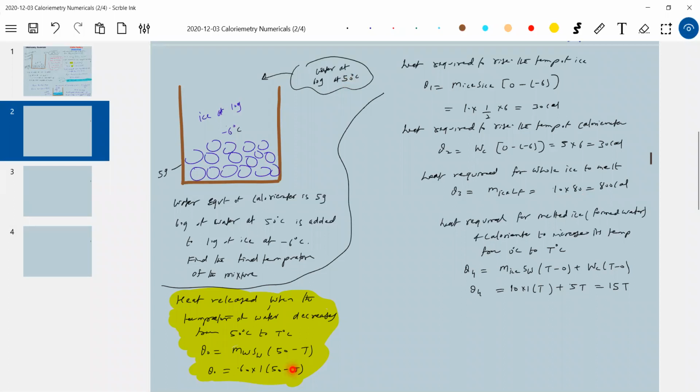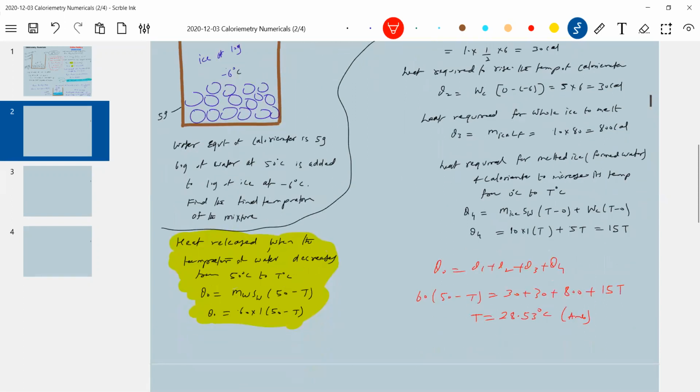So now I'm going to equate this. So this will be 60 into 50 minus T equals 30 plus 30 plus 800 plus 15T. Solve for T, you'll get the required answer. Anybody answer? 28.53, sir. This will be your answer. Final temperature, what is T? Temperature of the calorimeter.